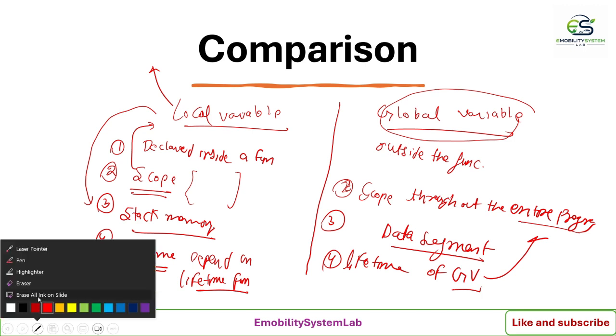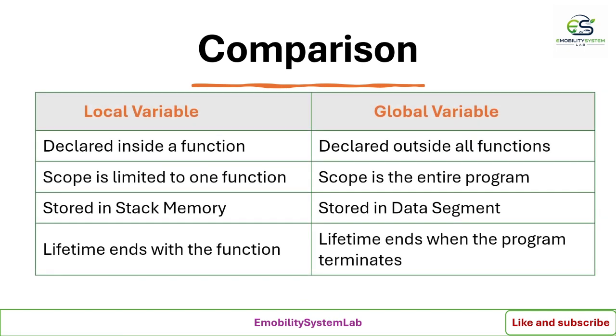Let me erase this one now. Here you are able to see the differences. The first difference: a local variable is declared inside the function, and a global variable is declared outside the function. Scope: the scope is limited to one function, but here the scope is the entire program. Another difference is storage: a local variable is stored in stack memory, and a global variable is stored in the data segment. We also discussed lifetime: the lifetime of a local variable ends with the function, and the lifetime of a global variable ends when the program terminates. So guys, these were the important differences.